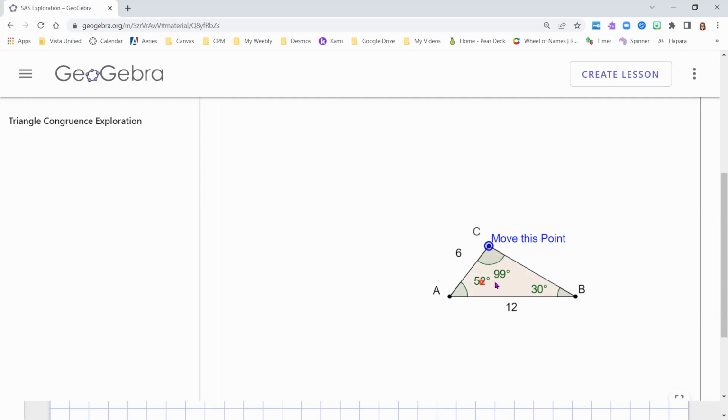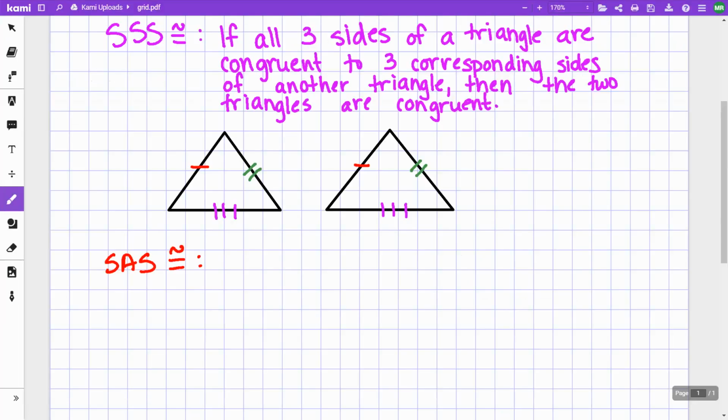And you see I have 52 degrees, 99 degrees, and 30 degrees. Now, I can move this everywhere I want, but again, it has to connect to this. So every single time, no matter which direction I'm going, I'm always going to end up with 52, 99, and 30. So knowing 2 sides with the angle in between is enough. So side, angle, side.